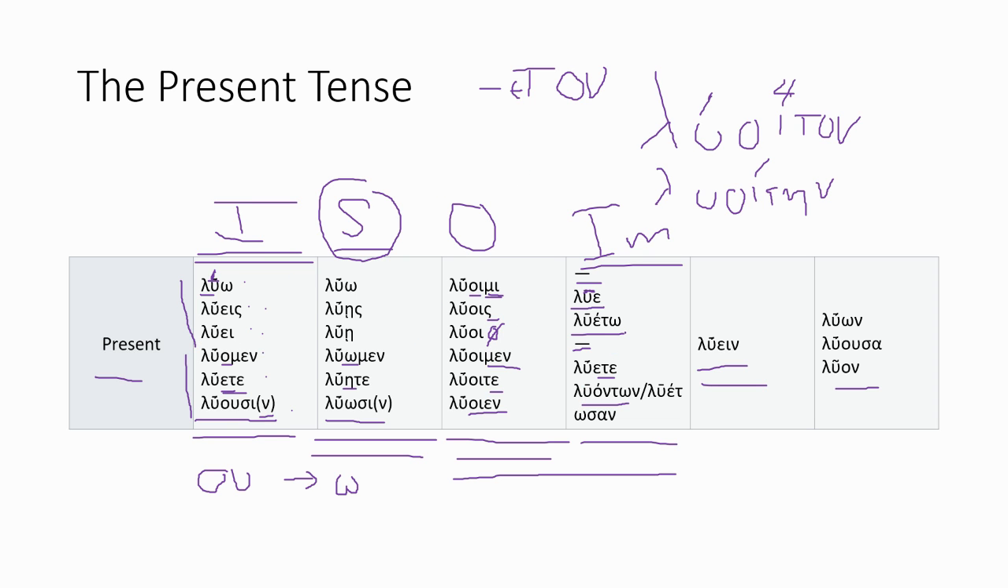Actually, we will talk about the imperative later. So we'll keep it simple. We'll talk about the imperative in its own video.